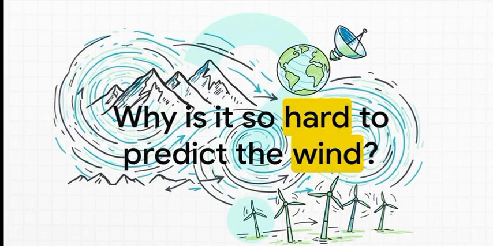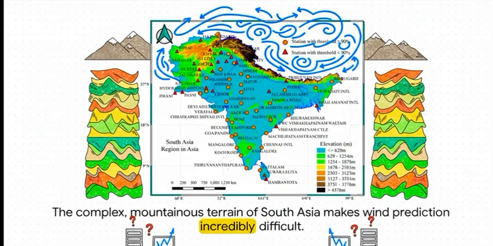Why is it so ridiculously hard to predict the wind? I mean, it seems like it should be simple, right? But for climate scientists, it is a massive challenge, especially in certain parts of the world where our best models just completely fall apart. And this map of South Asia shows you exactly what I'm talking about. All those mountains, all those valleys, that constantly changing elevation, it basically creates a chaotic puzzle for wind. This complex landscape is really the heart of the problem, and it makes wind do things that our most powerful computers just can't seem to get right.